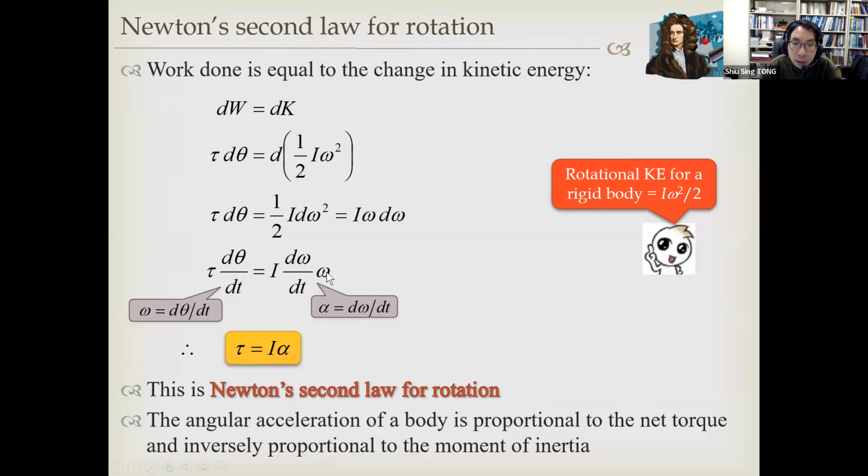Now I can see that one of the omega cancels on both sides. So now the left-hand side becomes tau, the torque, and the right-hand side becomes I multiplied by the angular acceleration alpha. Okay, so we have Newton's second law of rotation. We have proved it. That is, the angular acceleration of the body is proportional to the net torque acting on it, and is inversely proportional to the moment of inertia of the body about the rotation axis.